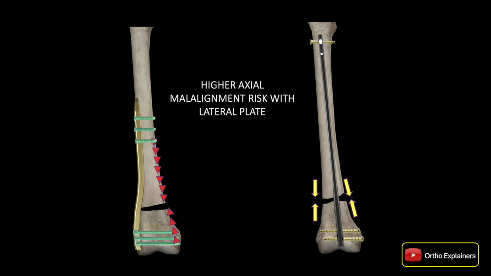So that brings us to the other side of the debate, the retrograde nail. The huge advantage here is pure biomechanics. Think about it. We're putting a load-sharing device right down the center of the bone, right down the mechanical axis. It's just built better to handle those axial forces that want to cause that varus collapse we just saw.